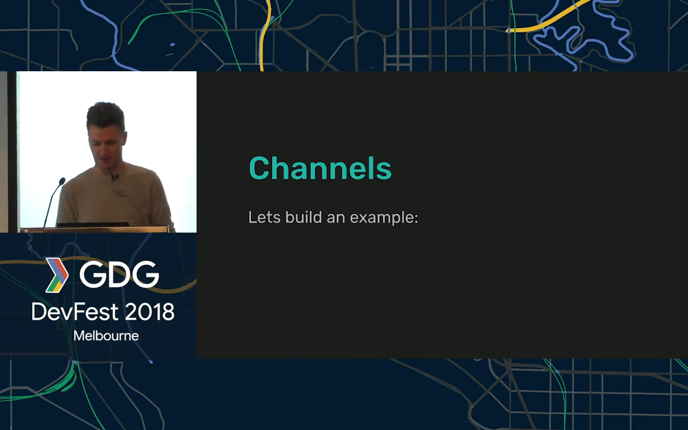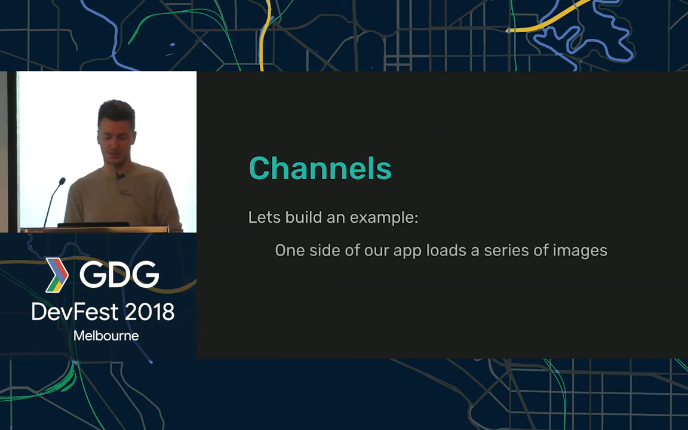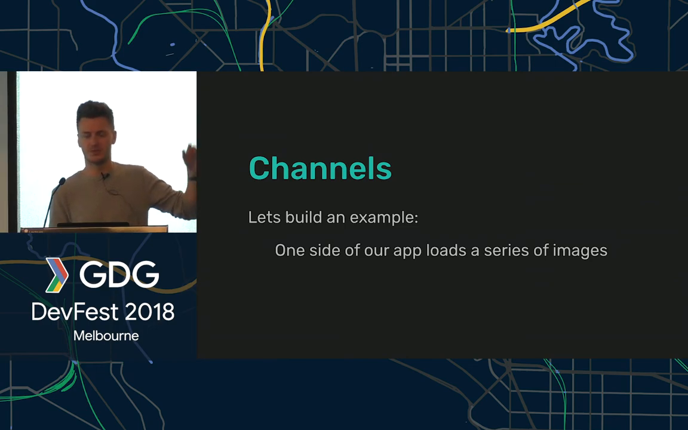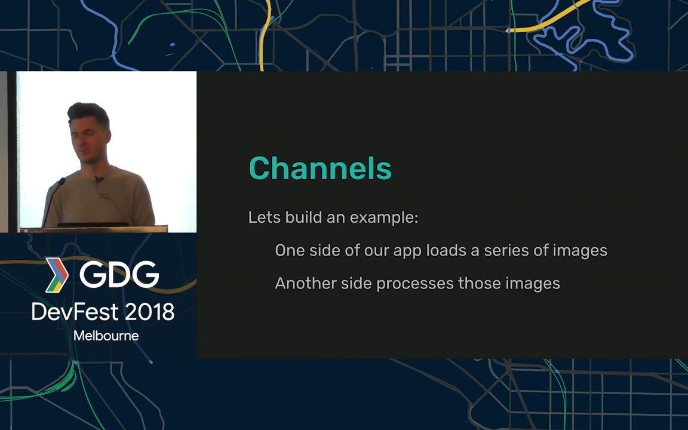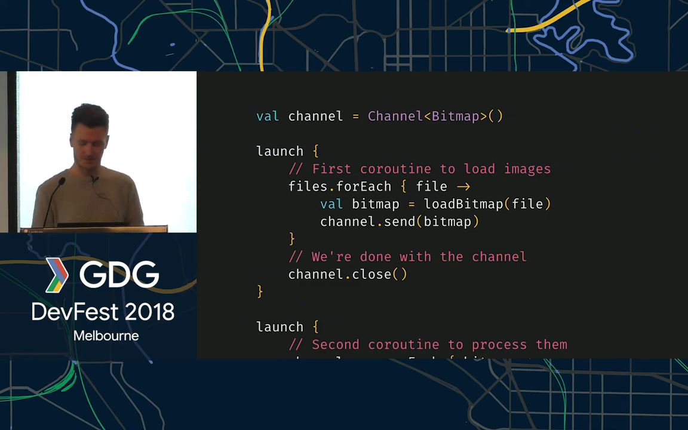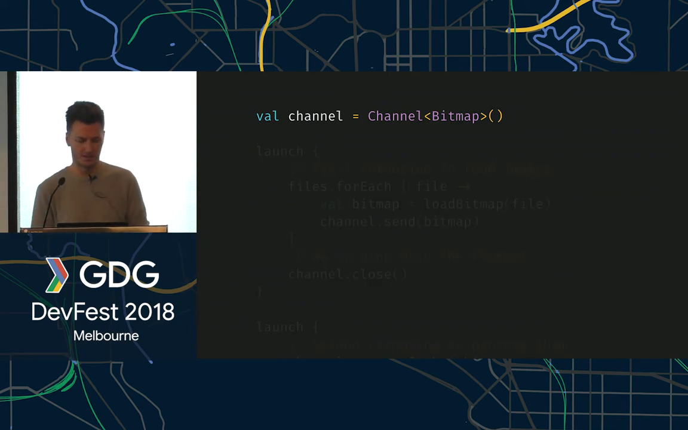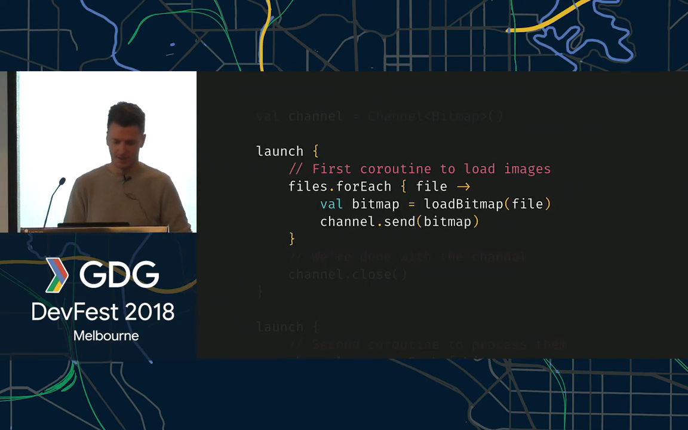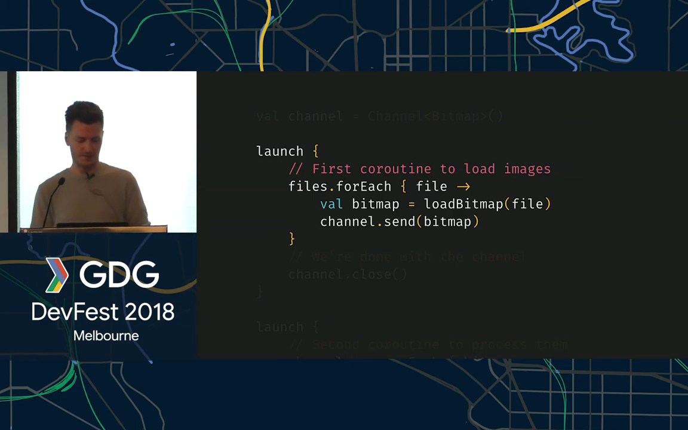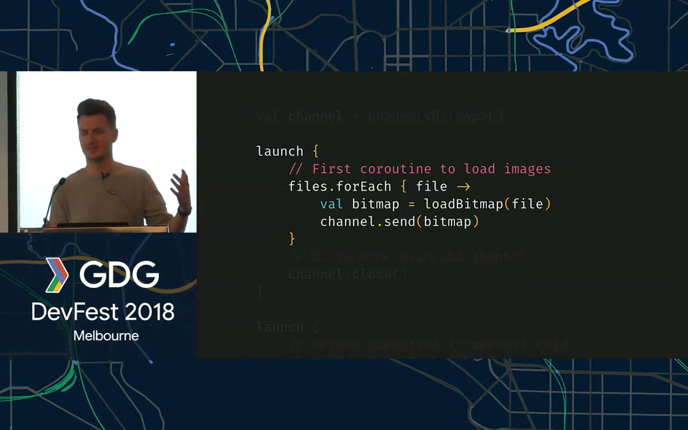So let's build an example. On one side of our application, some process somewhere is going to load a series of images, and on the other side, we are going to do some processing. It's the example we had earlier, but I'm going to try and insert a channel in there. The glue in between those two sides is going to be a channel. So let's go for the example. We're going to create a channel of bitmaps. Then we have our first coroutine, which is going to go through a list of files, which has magically appeared here. In that, we're going to load a bitmap and send it to the channel.